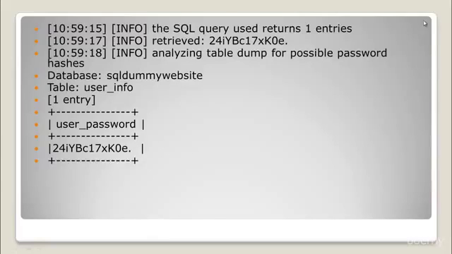So once it has retrieved, this is what it's showing as the password. It is analyzing the table dump for possible password hashes through SQLmap. So we have one entry for the table user info. This is the user password, but the username is user X as I taught you previously. But we are almost there. We even got the password, but this does not look like the password.